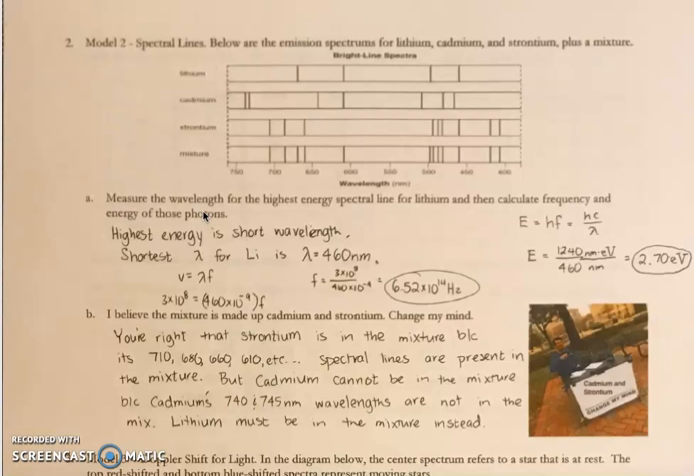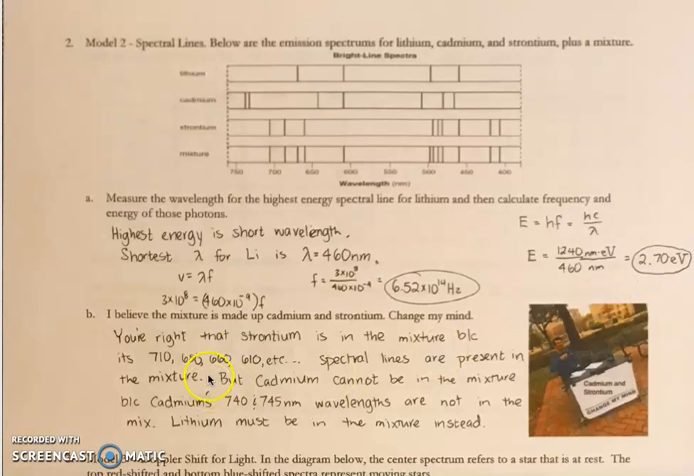Model 2. The homework we just did yesterday also had Model 2, and Model 2 worked in the same way. But today I'm having you use Model 2 to practice a calculation here. So, measure the wavelength for the highest energy spectral line for lithium. So I'm going to go over to lithium, and the highest energy spectral line is actually going to be the smallest wavelength, so it is this one right here. And I called that like 460 nanometers. If you called it something slightly different, your answer will be slightly different than mine. No big deal. So I took my wavelength, used the wave equation to find frequency, took my energy equation, used the wavelength to find energy.